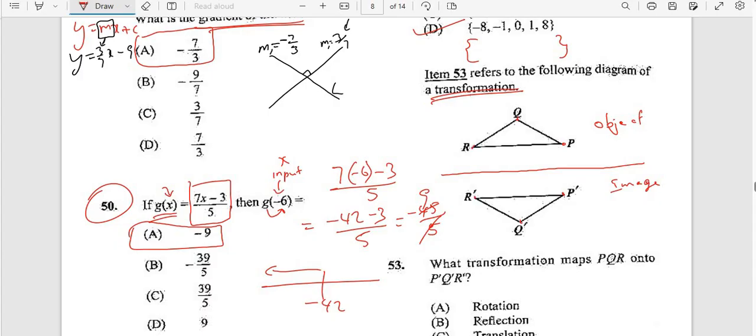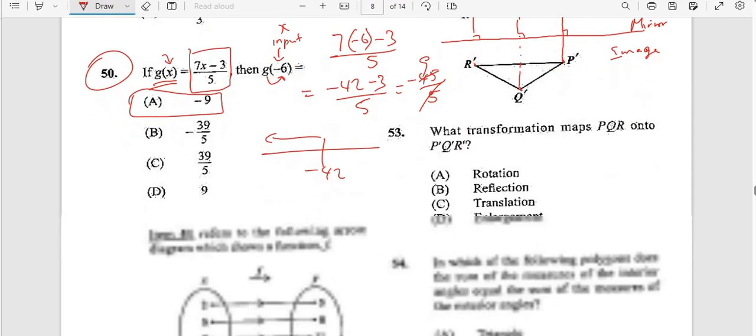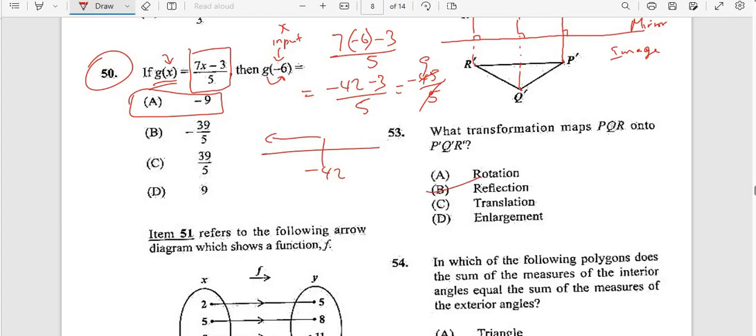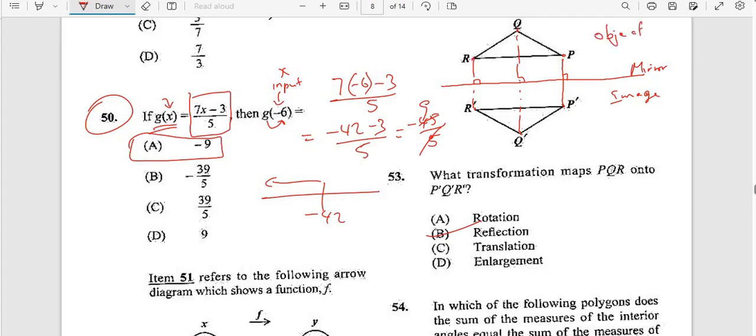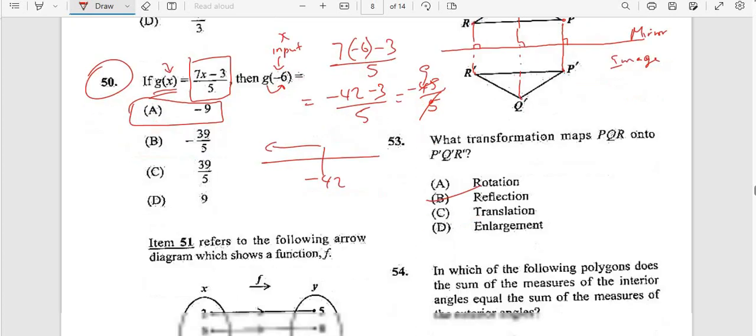Clearly a reflection. And with the reflection, when we draw a line through the object to the image, the line that connects the object and image will form 90 degrees with the mirror line. You can clearly see that in all the cases, right? They all form 90 degrees with the mirror line. That's the property of reflection. And the object and image are equidistant from the mirror line. I should mention that. So from P to the mirror line, same distance from the mirror line to P prime. And same thing for the other vertices.